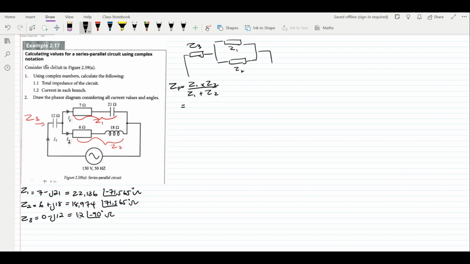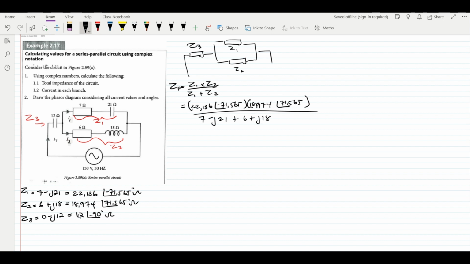Now what do we have here? Z1 is given by 22.136 at an angle of negative 71.565. Z2 is given as 18.974 at an angle of 71.565, divided by 7 minus J21 plus 6 plus J18.